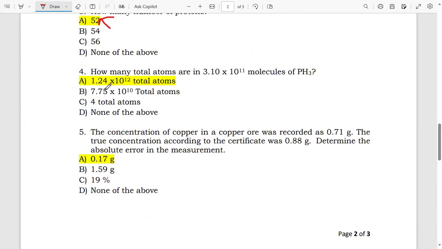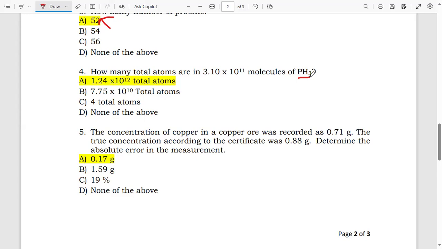And then number 4, they're saying how many total atoms are in 3.10 multiplied by 10 to the power 11 molecules of this compound.